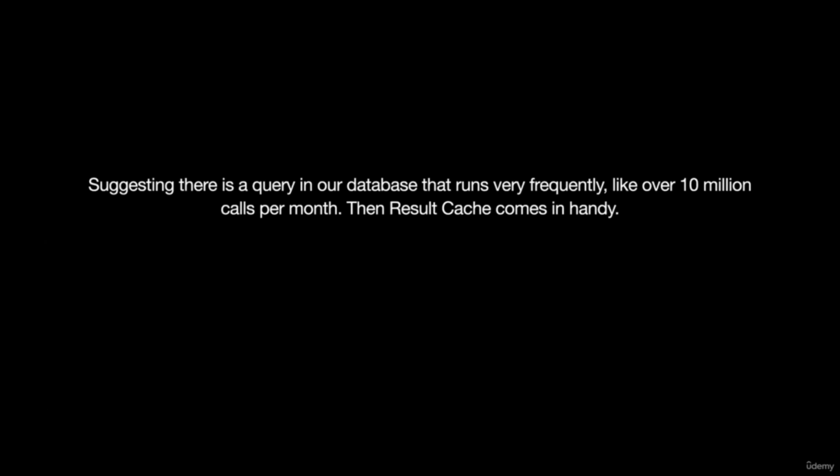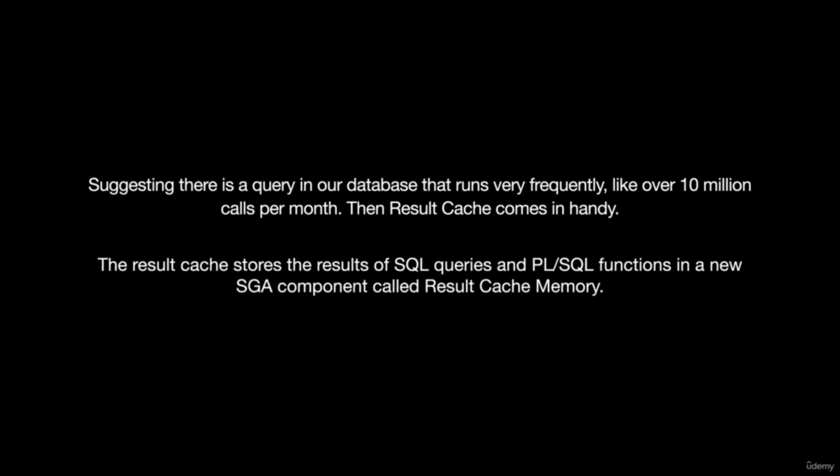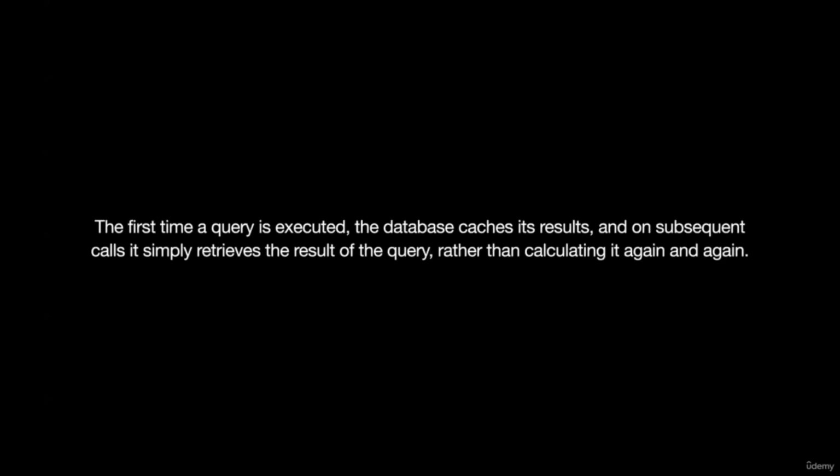Result cache. Suppose there is a query in our database that runs very frequently, like over 10 million calls per month. Then result cache comes in handy. The result cache stores the results of SQL queries and SQL functions in a new SGA component called result cache memory. It works like this. The first time a query is executed, the database caches its results, and on subsequent calls, it simply retrieves the result of the query, rather than calculating it again and again.